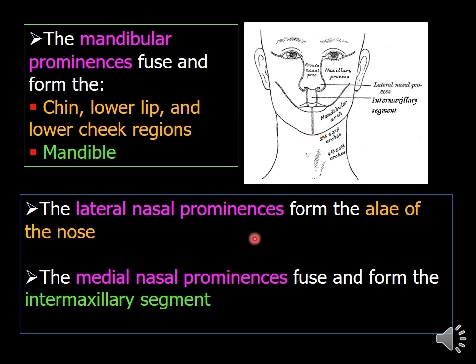The lateral nasal prominence forms the ala of the nose. The medial nasal prominences fuse and form the intermaxillary segment, as we mentioned before.